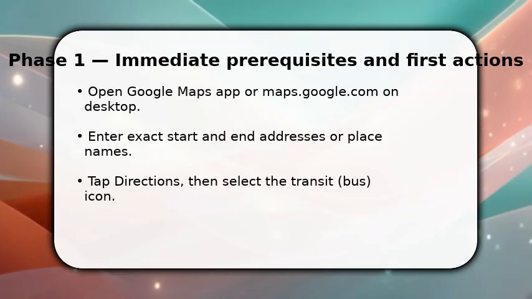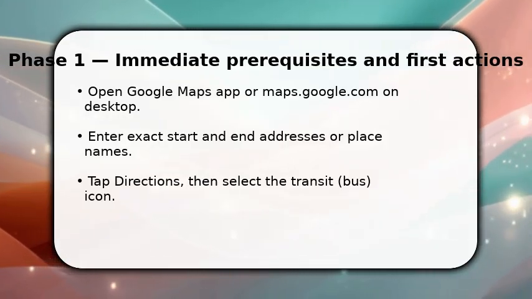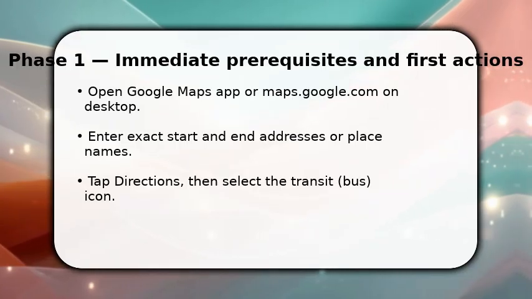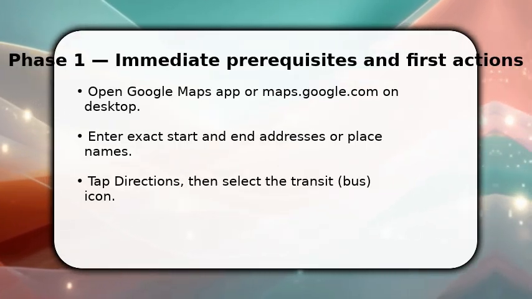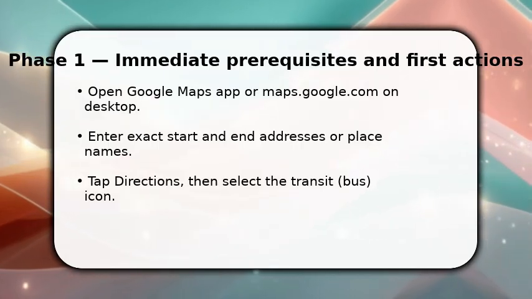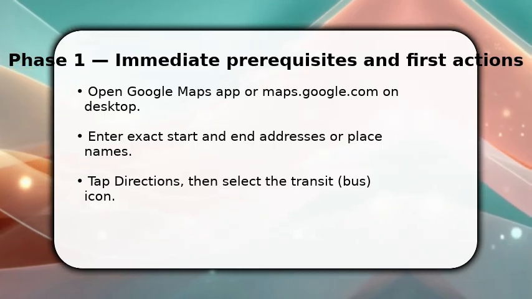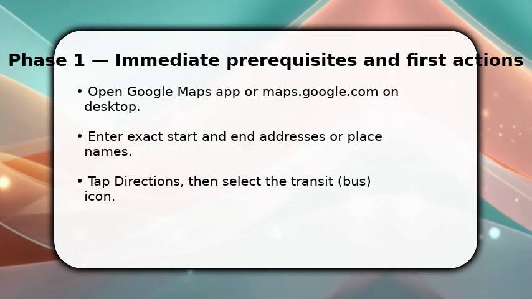You begin by opening Google Maps and typing your origin and destination into the search bars. This gives precise routing coordinates. Once you see the directions button, tap it and choose the transit icon to prioritize buses. Make sure to select the correct date and time if you're planning ahead, because schedules change.